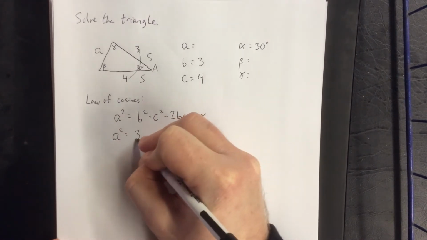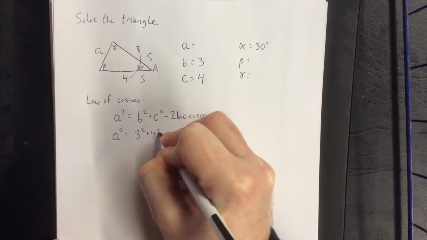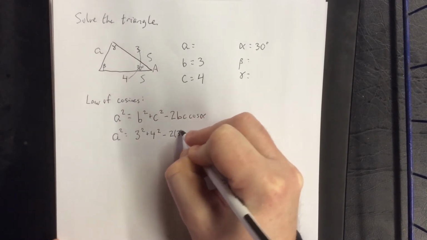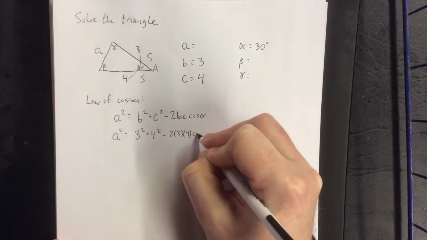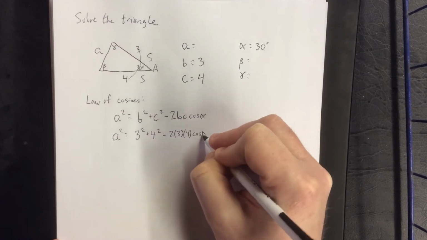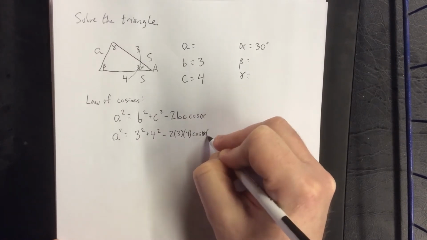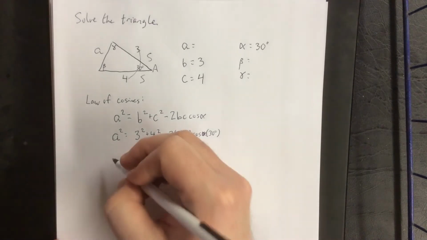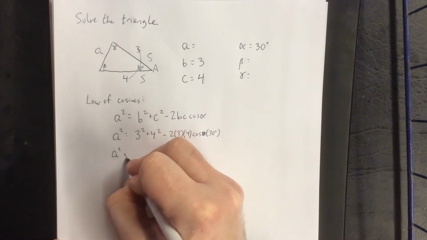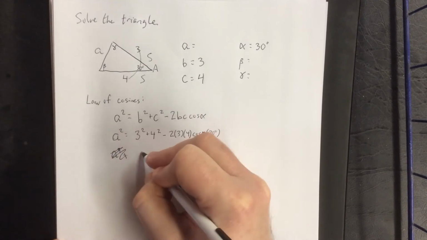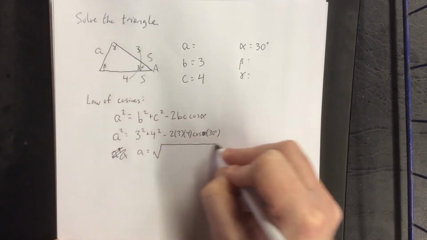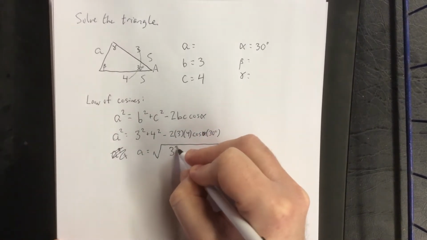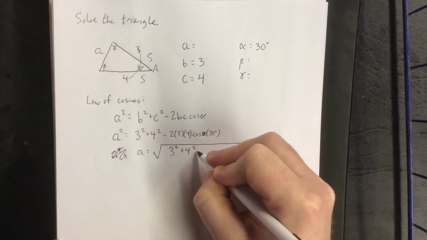So first we plug everything in. We get 3 squared plus 4 squared minus 2 times 3 times 4 times the cosine of alpha. Cosine of alpha, that'd be cosine of 30 degrees. Then we'll take a square root of both sides. You are under absolutely no obligation to simplify all of the things that you see under the radical. You can simply type it into the calculator as is.